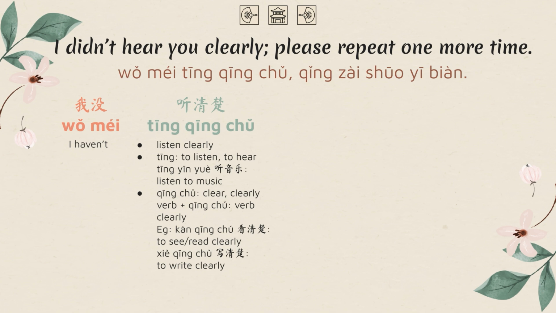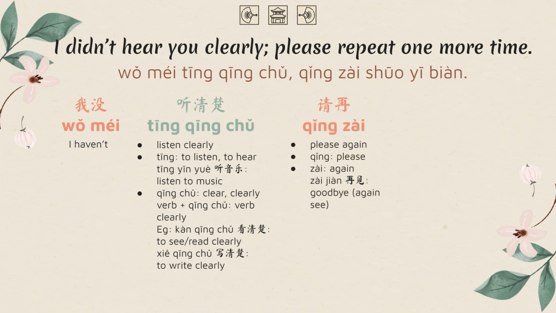So here, 我没听清楚 means I haven't heard clearly. 请再说一遍。请再 means please again. 请 means please, and it's a very useful word to know. 请 you can just put it before verbs to mean please do this. 再 means again. You might know the phrase 再见, which means goodbye, but it literally means again see. So we use 再 before the verb.